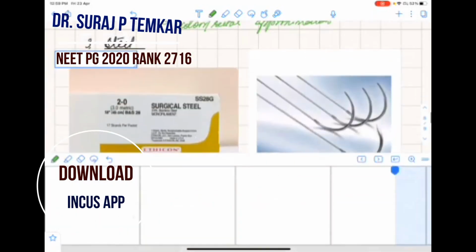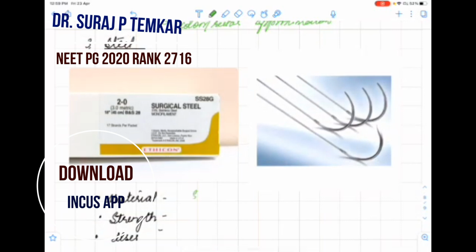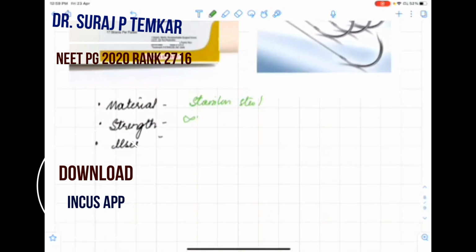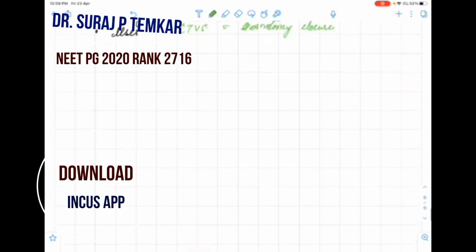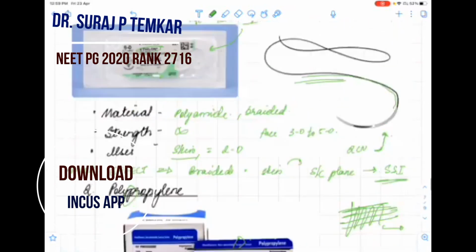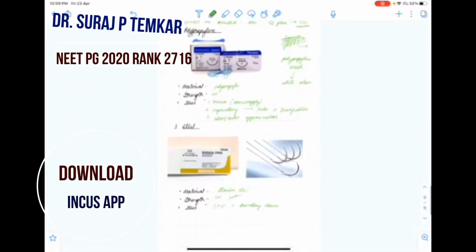Stainless steel, as it says, the material itself is made of stainless steel. It's infinite except when you expose it to a lot of water, and used in CTVS for sternotomy closure, or any bone approximation. So these are basically all the suture materials available.